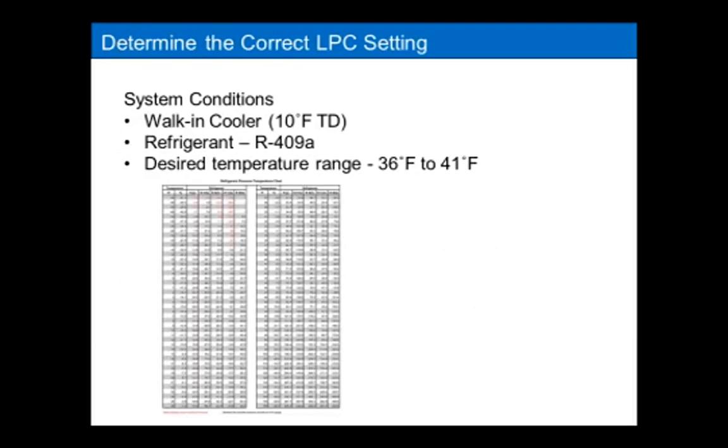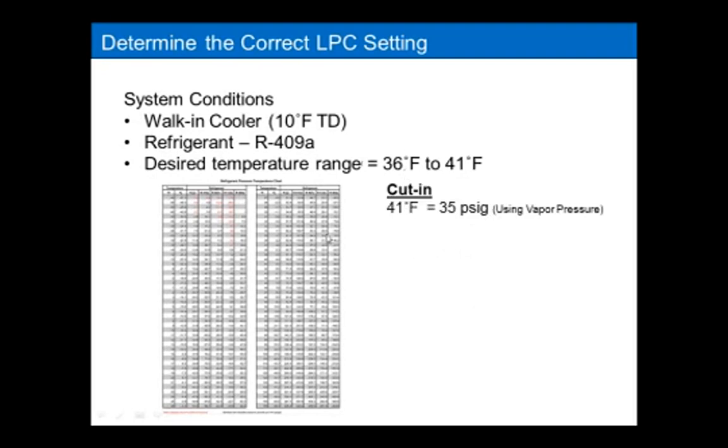So let's try to work that into one of these systems. So I'm going to stick with a walk-in cooler. I'm going to stick with the same 10-degree temperature difference. I'm going to use 409A as my refrigerant because it is a blend. I'm going to change the temperature range a little bit on you. We're going to go 41 to 36.